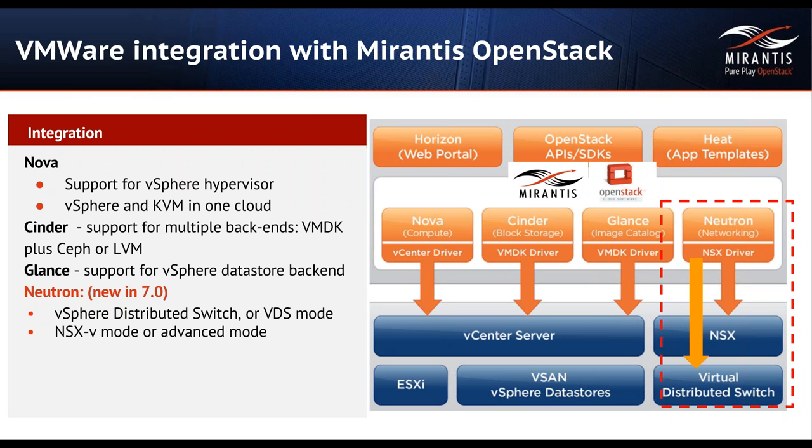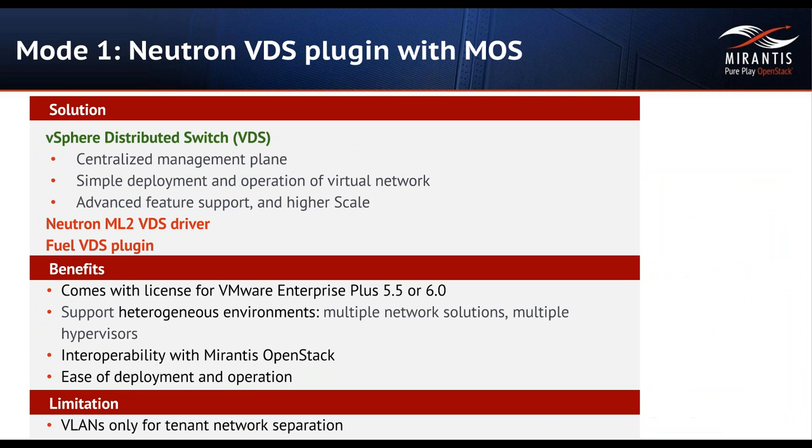Okay, so tell us about those two modes then. Yeah, we start with the first one, the VDS mode. VDS is vSphere distributed switch provided by VMware. What it does is provide a centralized interface to manage virtual networking across multiple hosts. The data plane is still local to the VDS switch, but the management plane is centralized. That's the key benefit of this solution. It's VLAN based, meaning simple management and simple operation of the virtual network.